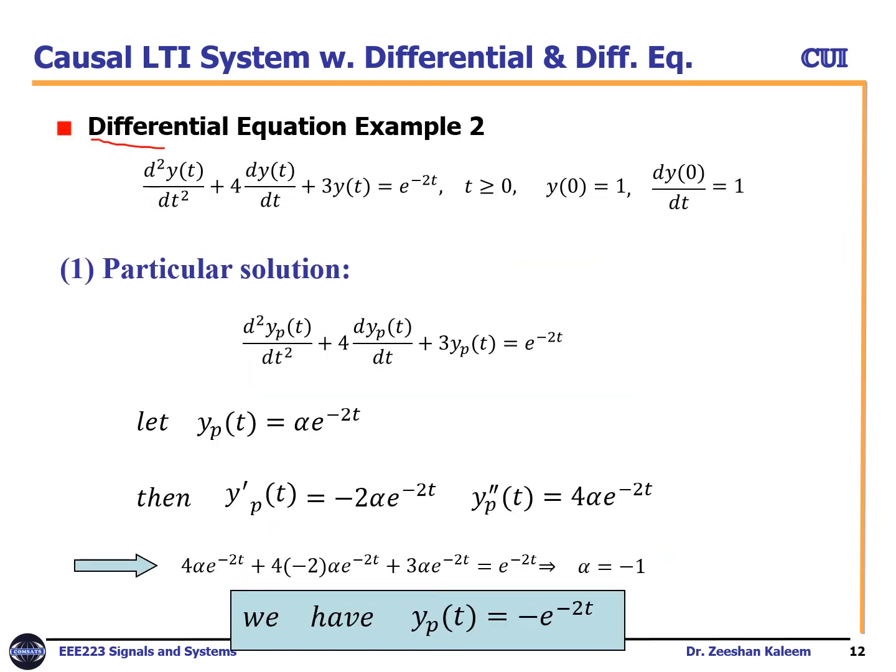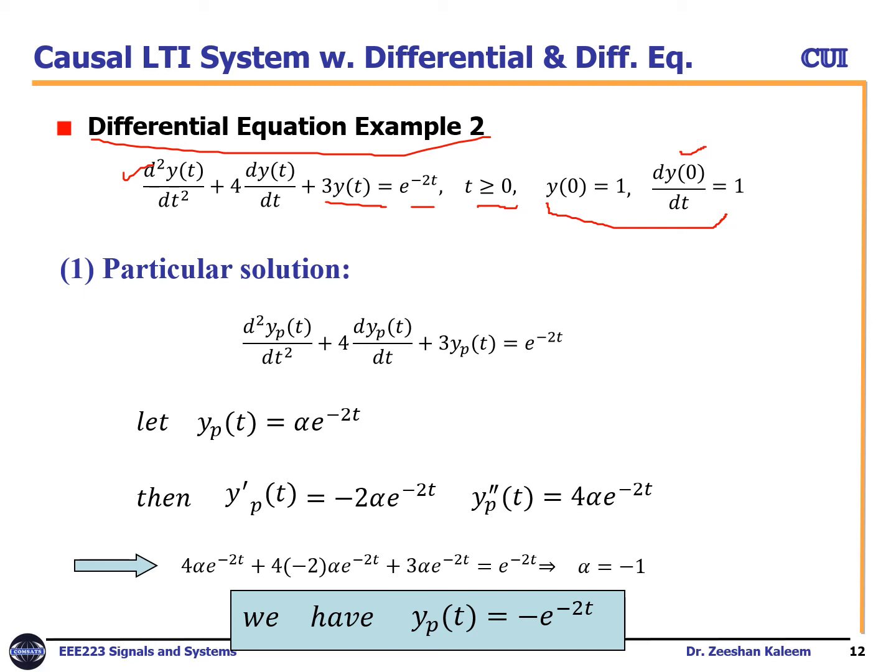We have another example, example 2, which is a second order linear differential equation. For example, we have d^2y/dt^2 plus 4 dy/dt plus 3 y(t) equals e^(-2t) for t greater than 0. And we have two initial conditions: y(0) equals 1, and dy/dt, the first order derivative, when evaluated at time 0, is also equal to 1. So we have two initial conditions as well.